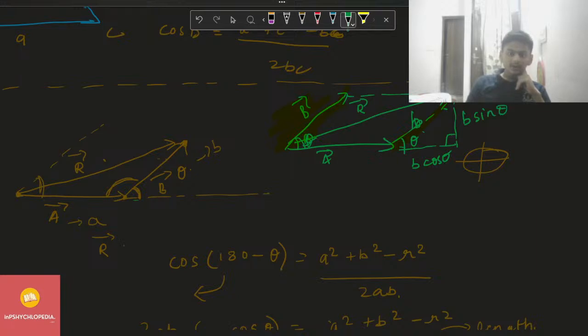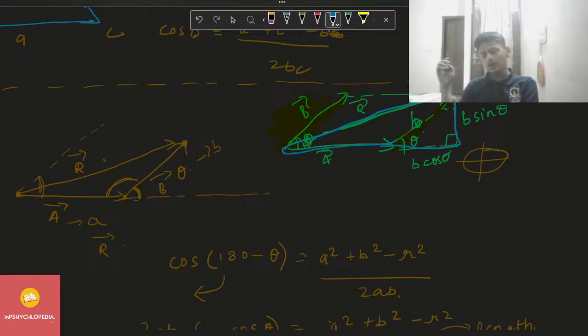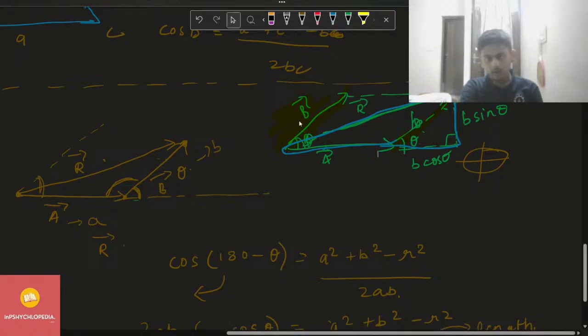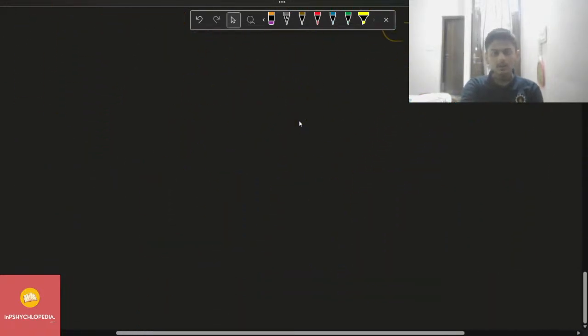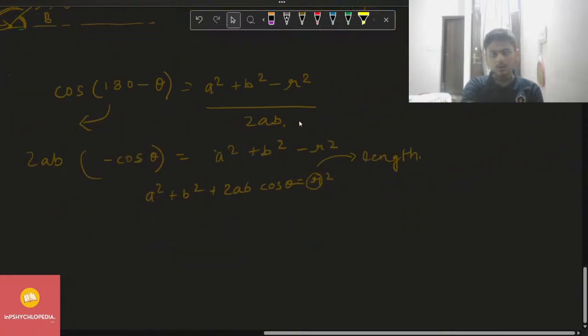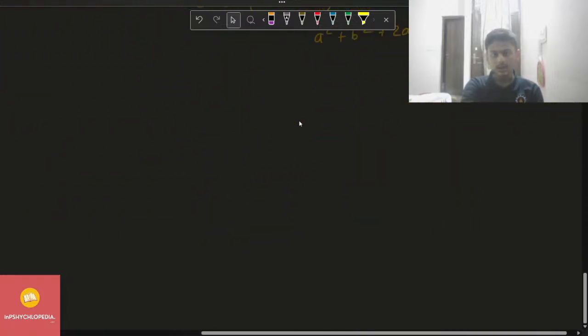Now this complete triangle, this one, let me draw it with another color. This triangle, this complete triangle, use Pythagoras in this and you will find out the answer. Cos square theta plus sin square theta is equal to 1. Use that identity and you will finally get the answer. So I know how to do that, so I won't do more than that.